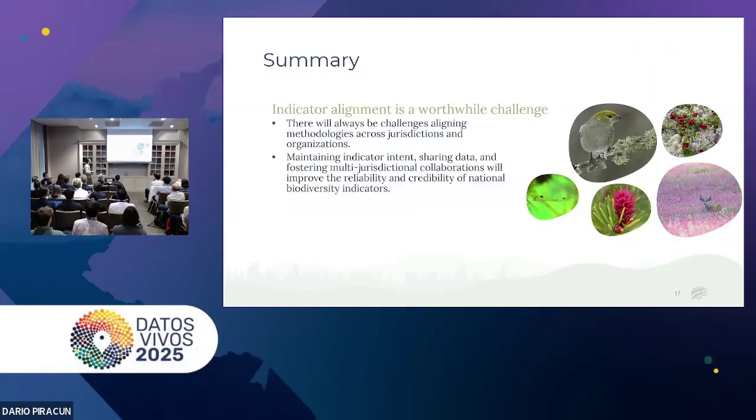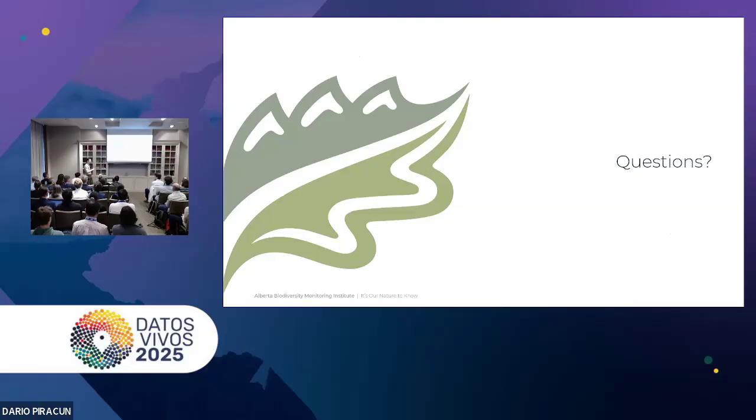So in summary, I think indicator alignment is a worthwhile challenge. There are always going to be difficulties aligning methodologies across jurisdictions, but as long as we maintain indicator intent, share data, and foster these multi-jurisdictional collaborations, we'll continually improve the reliability and credibility of national biodiversity indicators. So with that, I'm happy to answer any questions.